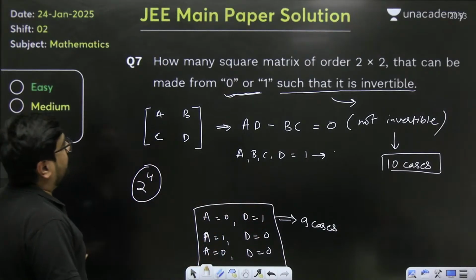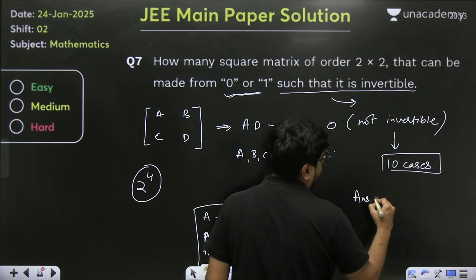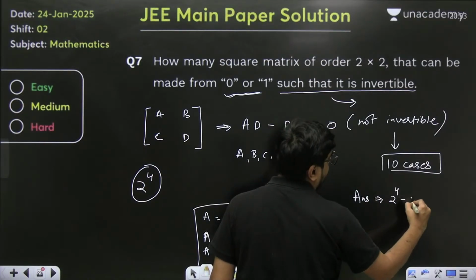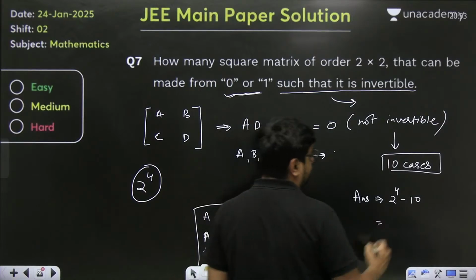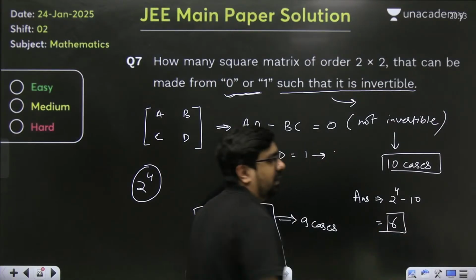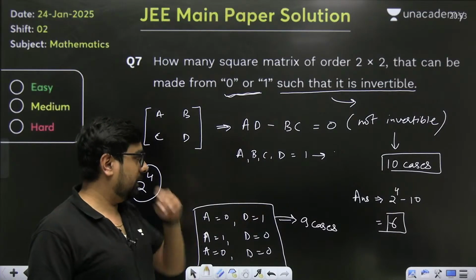So your answer will be 2 to the power 4 minus 10. That means 16 minus 10. It means 6 will be your answer, if this is what they have asked. If they have asked some probability or something else, then another case is there.